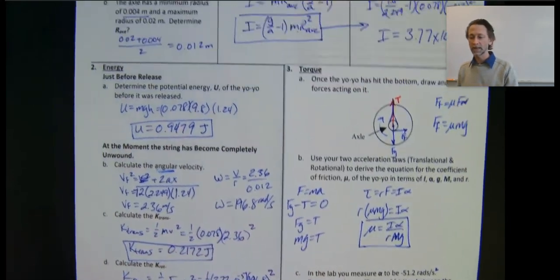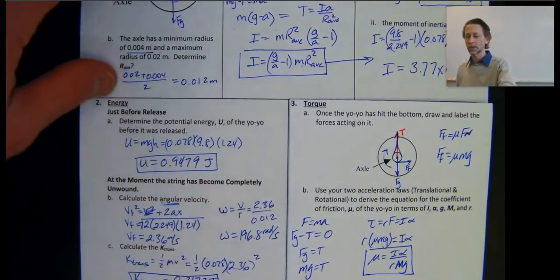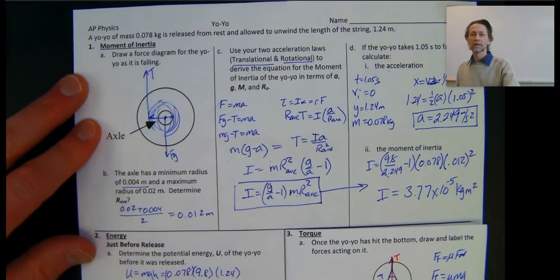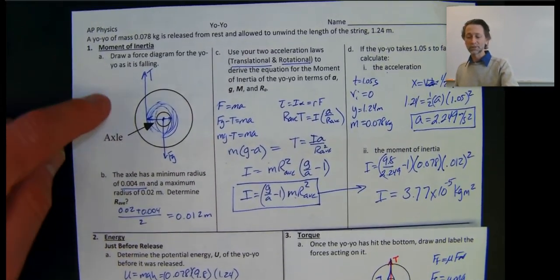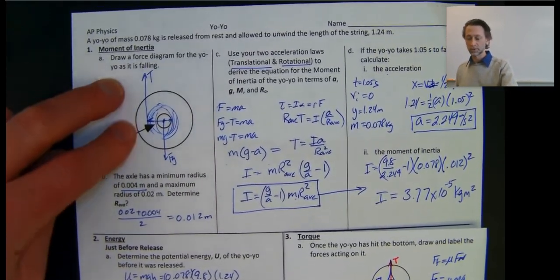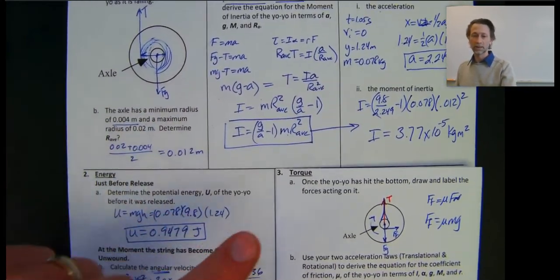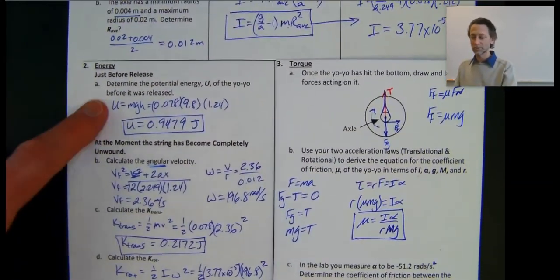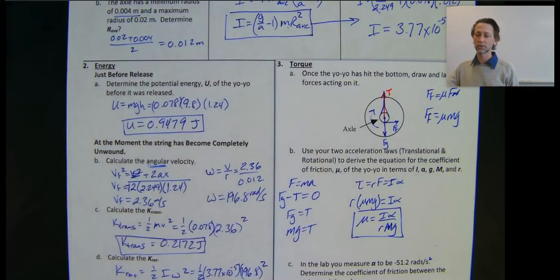So that, in a nutshell, is some of the different ways that we would apply angular motion to the falling of a yo-yo. For the moment of inertia, we would have our angular acceleration, we would look at the energy that goes with it, and we would look at the torque that goes with that as well.